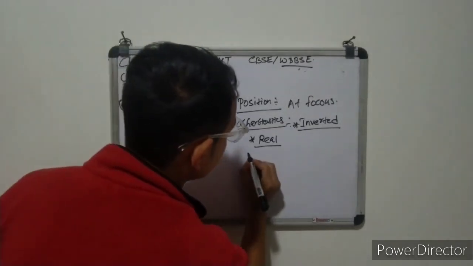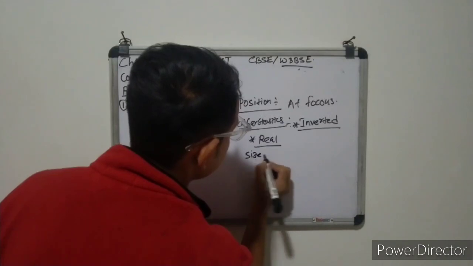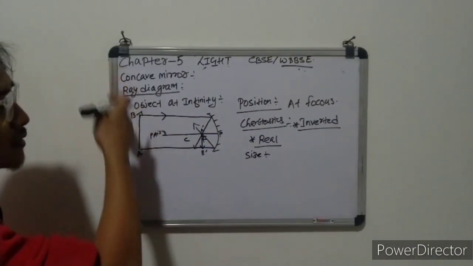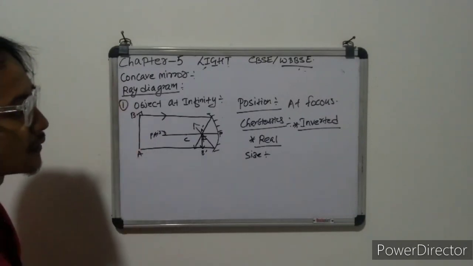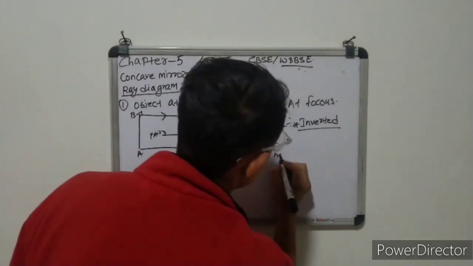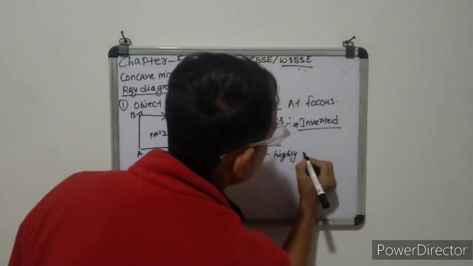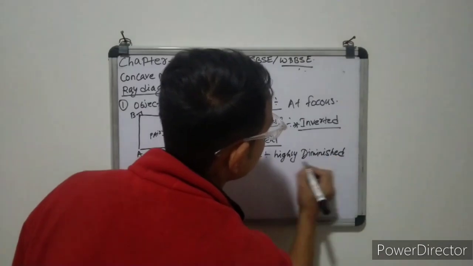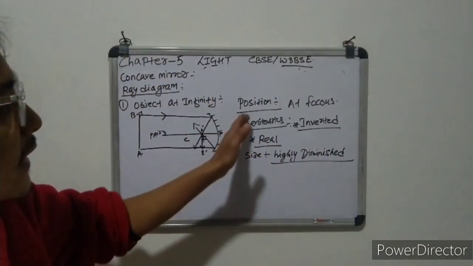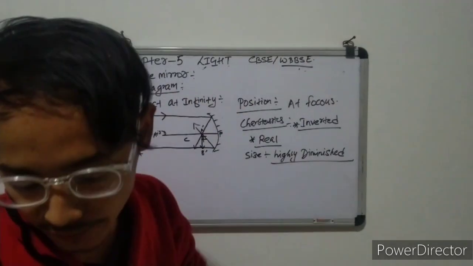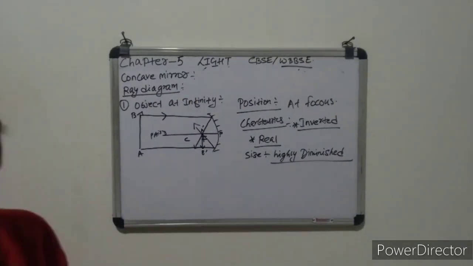So the other thing is size. At infinity, the object's size is big, is the image bigger than this one? No. The image size is highly diminished. Image size is highly diminished. So these are the position and the characteristics of the given concave mirror when the object is kept at infinity.